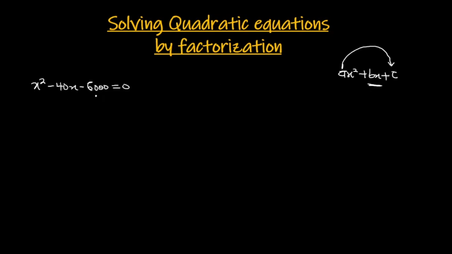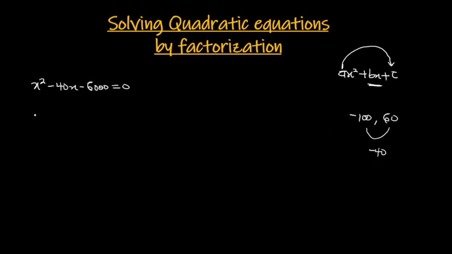If we multiply 1 by negative 6000, it's going to give us negative 6000. Now, which two numbers can we add or subtract to get negative 40, but if we multiply them, we get negative 6000? Alright, if we look at negative 100 and 60, that will do the job. Negative 100 multiplied by 60 will give us negative 6000, which is what we get after multiplying the coefficient of x squared by negative 6000. And then if we add these two, we are going to get negative 40, which is in the middle, and that is what we want.